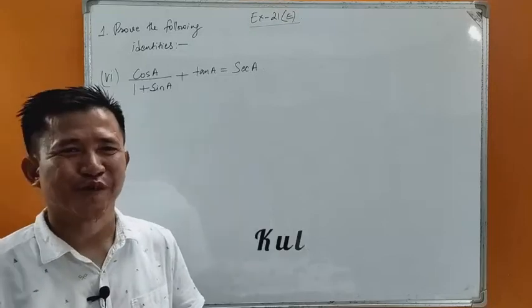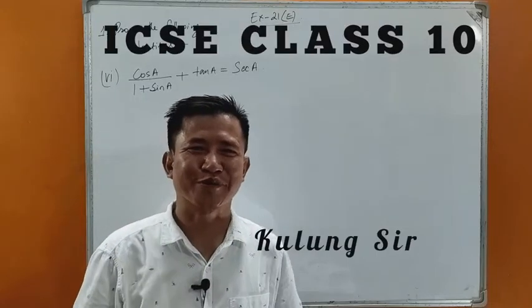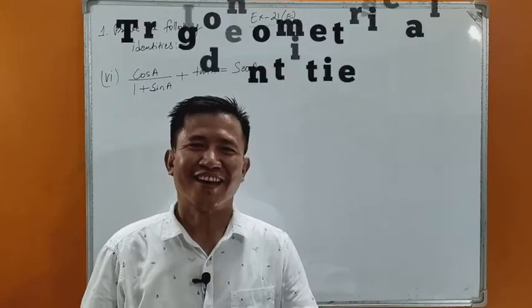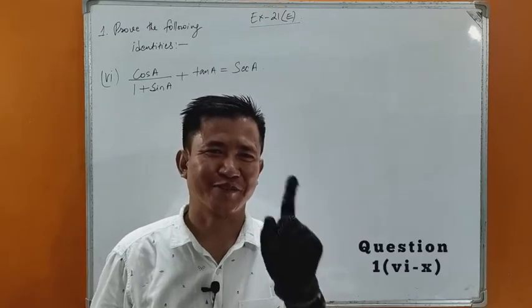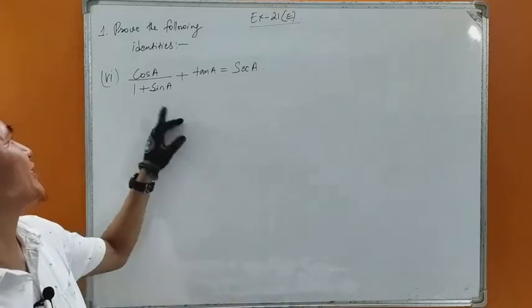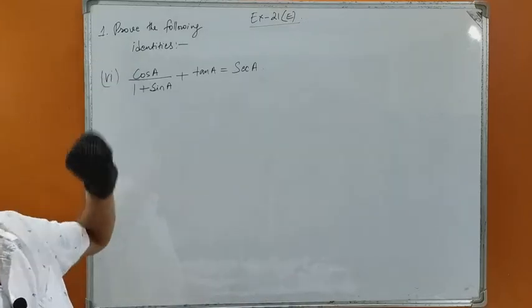Hello students, so we are doing exercise 21, proving trigonometrical identities, isn't it? In our previous video we completed questions 1 to 5 of question number 1. So today we'll start from question number 6 onward of question number 1, okay?